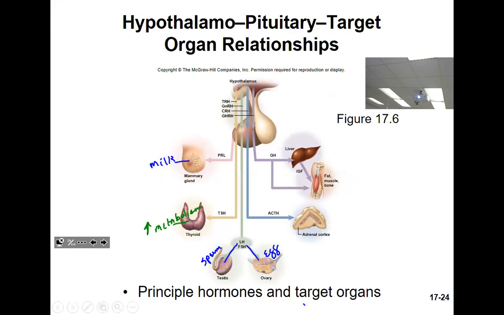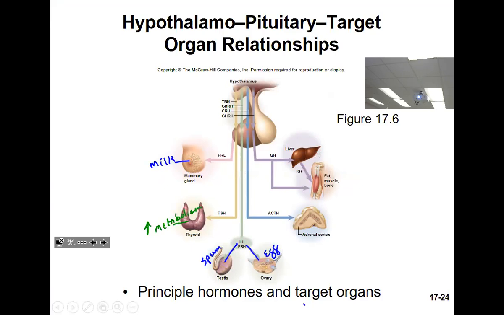So FSH, follicle stimulating hormone. Hey, that's pretty important, isn't it? Again, where are they coming from? They're not coming from the gonads, the testes and ovaries. That hormone comes from where? The pituitary. And that hormone is only released because of a signal it got from the hypothalamus. So yeah, FSH is important, isn't it? Production of egg, production of sperm, right?